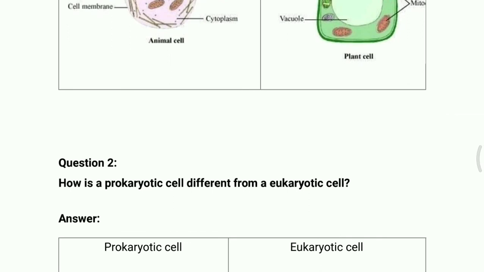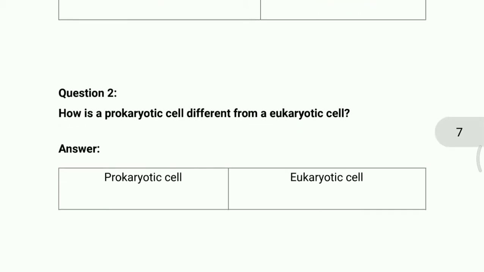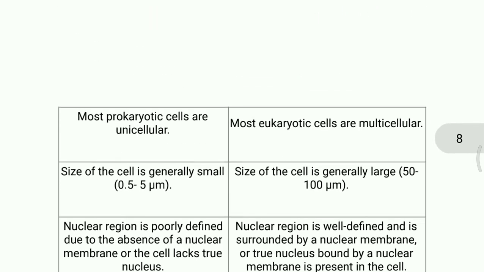Second question. How is a prokaryotic cell different from a eukaryotic cell? Answer. Prokaryotic cell and eukaryotic cell. Most prokaryotic cells are unicellular. Most eukaryotic cells are multicellular. Size of cell is generally small in prokaryotes. Size of cell is generally large in eukaryotes.